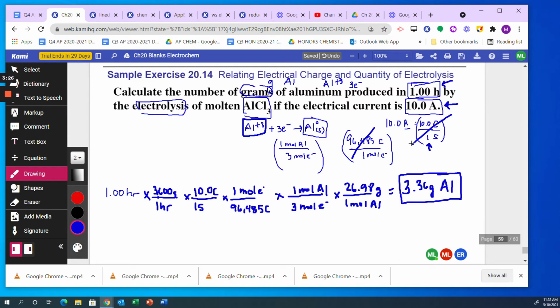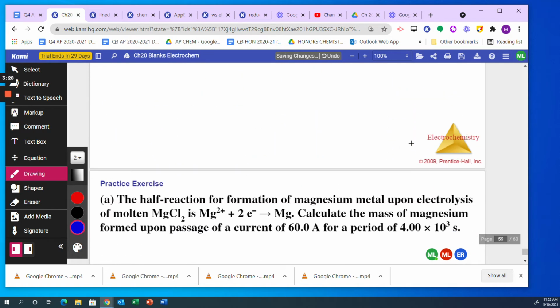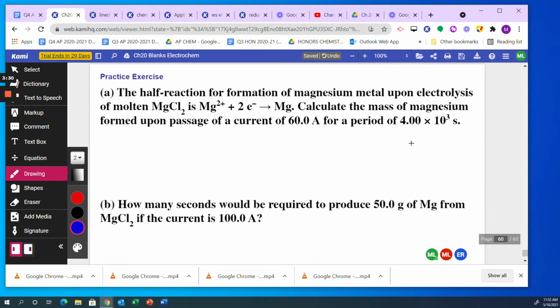So let's try these practice exercises just for more practice so you feel really comfortable. Go ahead and pause the video and try this yourself. So you have a half reaction for the formation of magnesium. Here I want to make magnesium, and magnesium is in group 2, so magnesium is normally plus 2. I'm going to have to force 2 electrons on there, so now I have magnesium solid. Upon electrolysis of MgCl2, here's the equation I just wrote up there.